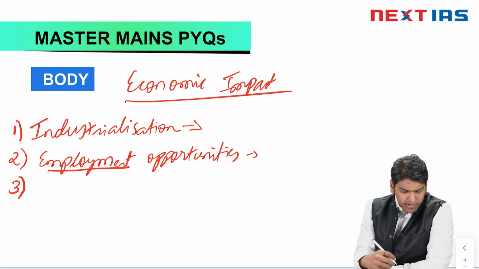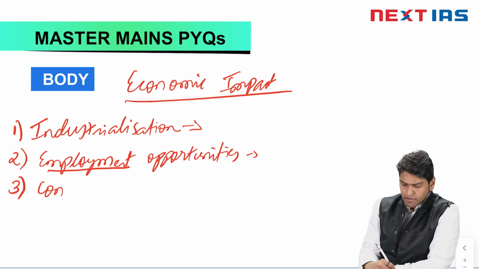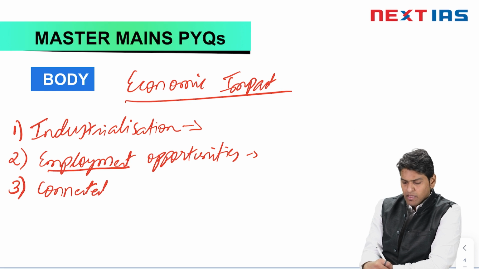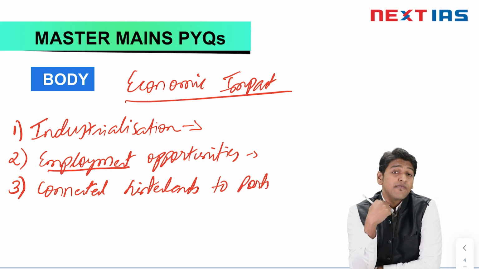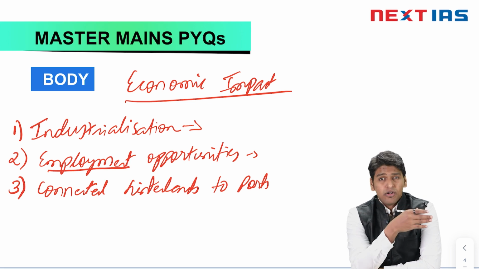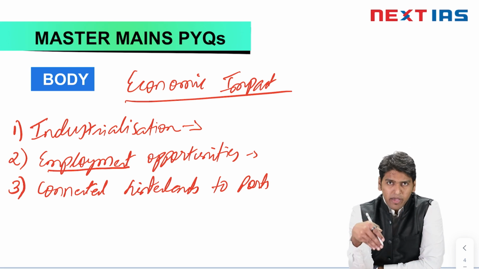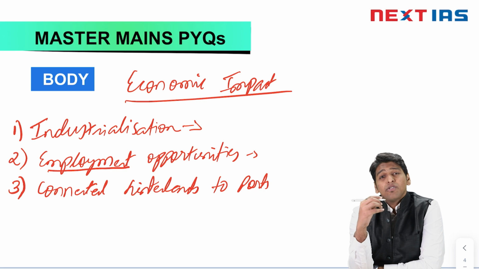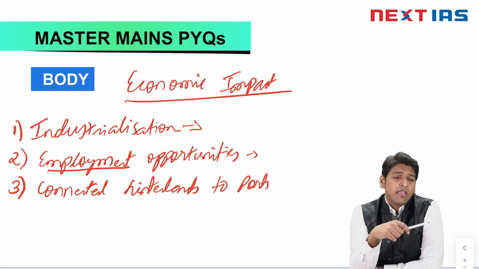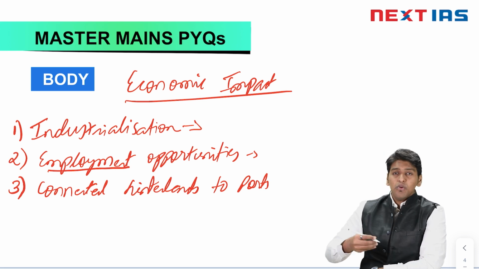Next, it connected hinterlands to ports. Like in India, India's first railway line was laid between Thane and Bombay. The purpose was connecting the hinterlands of Thane and bringing the cotton to ports.